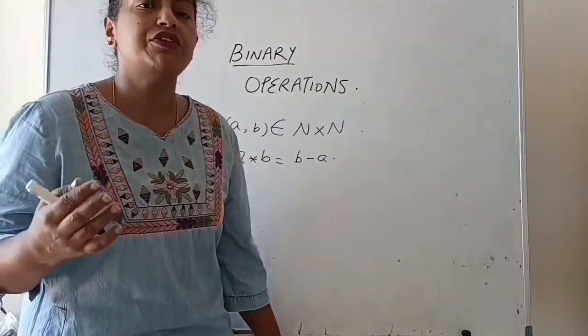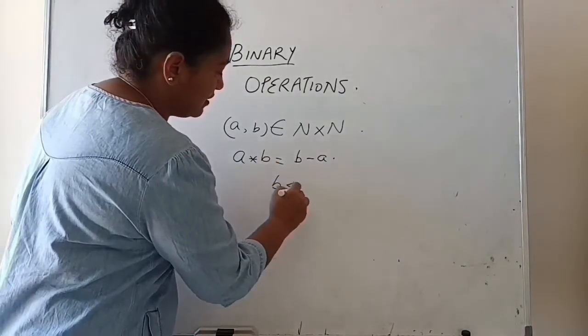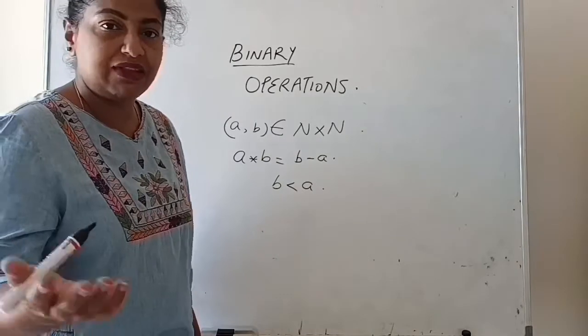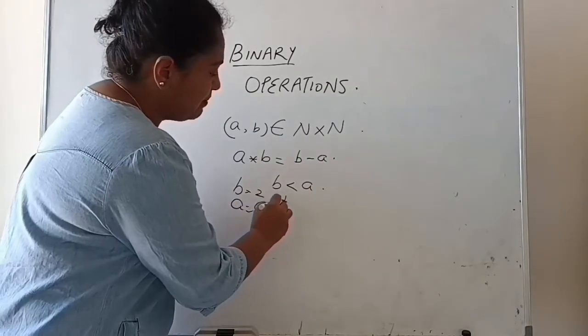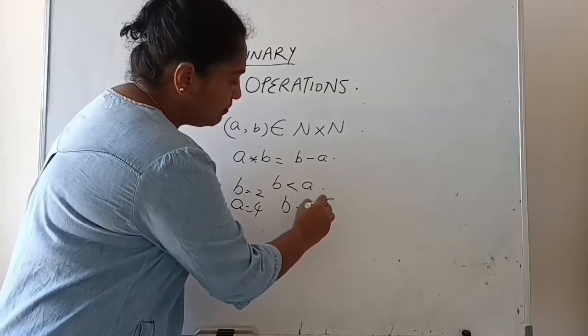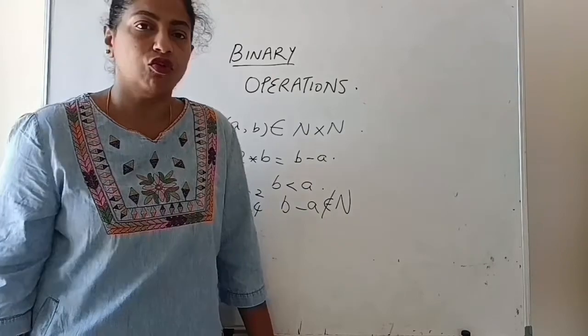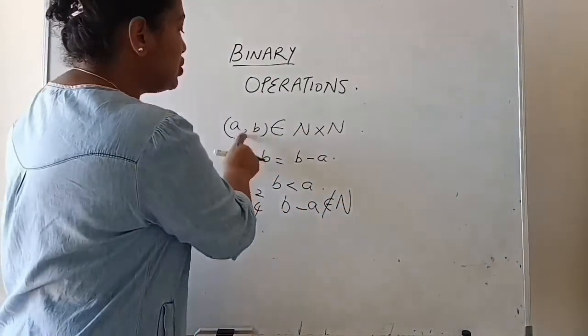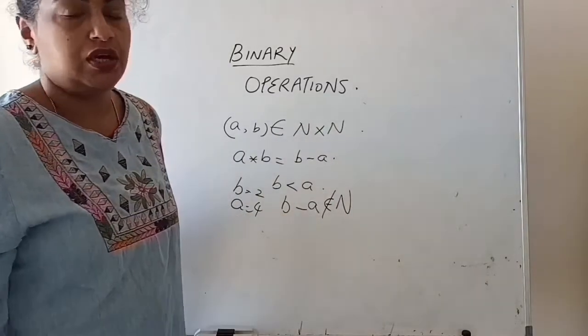Correct. But does the result of b minus a always belong to natural numbers? What if b is less than a? If b is less than a, or if b is equal to 2 and a is equal to 4, b minus a will not belong to natural numbers. It will belong to integers. So, this particular operation which I mentioned under natural numbers is not a binary operation.